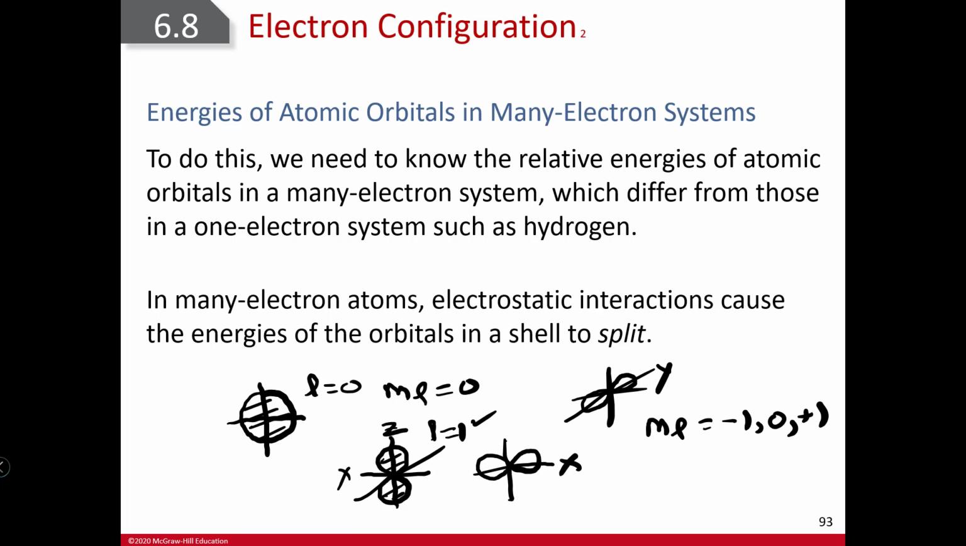And I don't care which one you assign these. If you want to say this one's 0, this is -1, this is +1, that's okay with me. We don't talk about which ones get assigned the values in this course. So that's what they mean when they say that it splits. Orbitals in a shell split. Well, magnetic means we've put the atom in a magnetic field and the splitting has occurred.